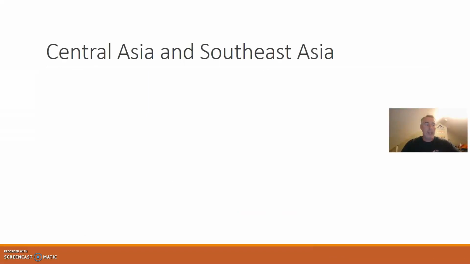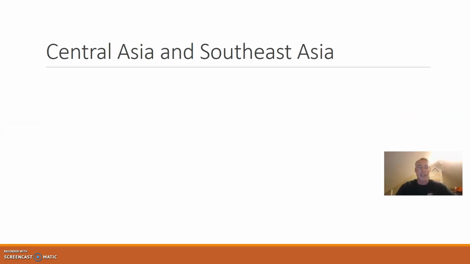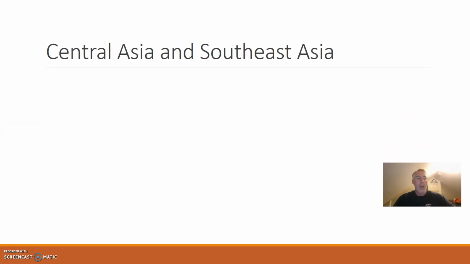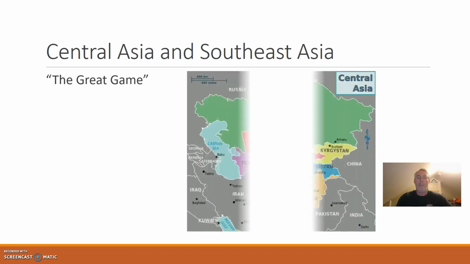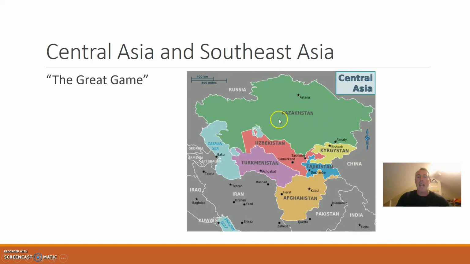Now, Central Asia and Southeast Asia. Britain had a firm hold on the Indian subcontinent, but it ran into more competition in neighboring lands. The weakening of the Ottoman Empire and also the weakening of the Qing Dynasty made Central Asia and Southeast Asia very open for newcomers. Britain competed with Russia for control in Central Asia in what became known as the Great Game. Now, the Great Game refers to a long period of territorial competition and political tension between Russia and Britain, and it was mostly over Central Asia, right? You're talking about your Stan countries, Kazakhstan, Uzbekistan, Turkmenistan.